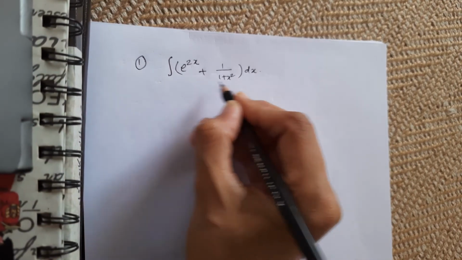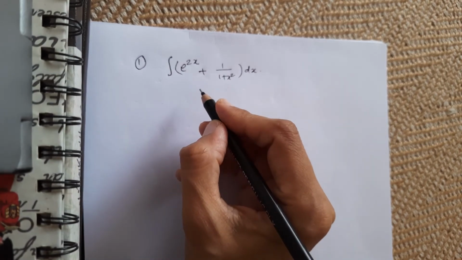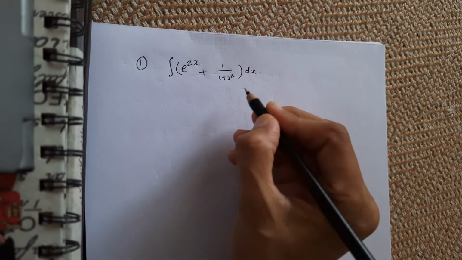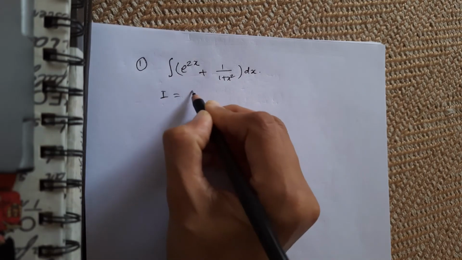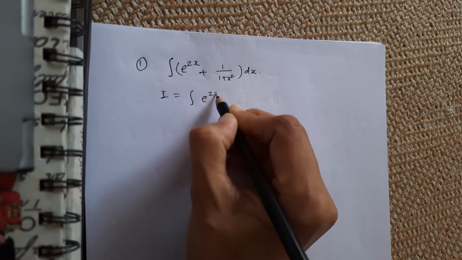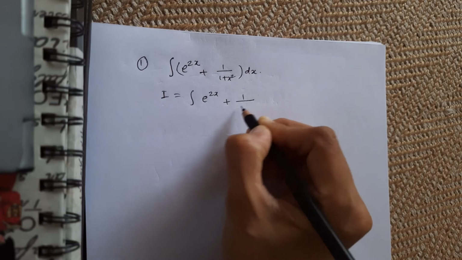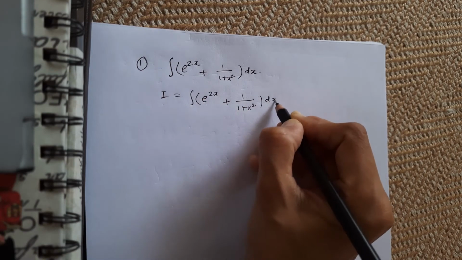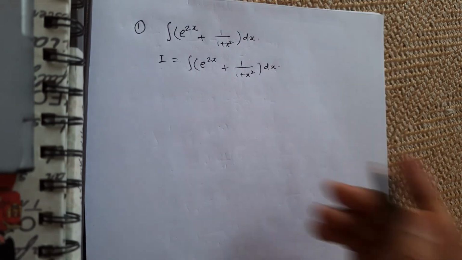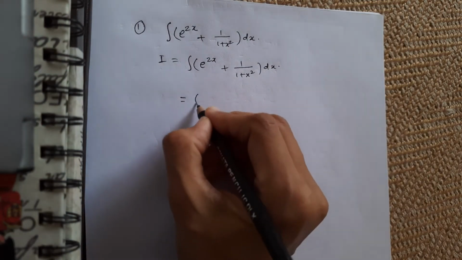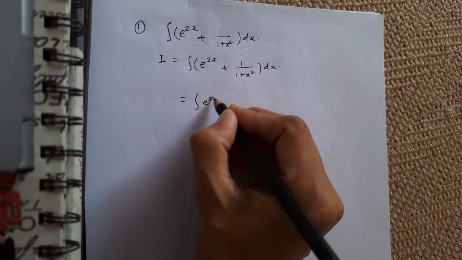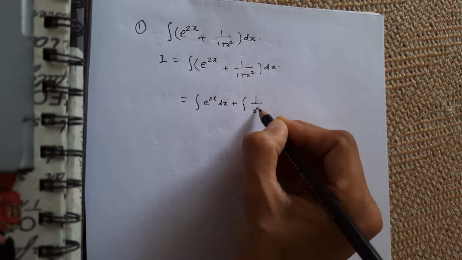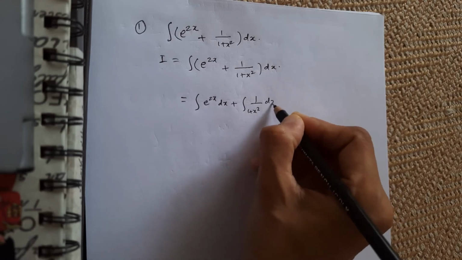Okay, so the example that I have written here is the integral of e to the power 2x plus 1 upon 1 plus x square dx. So I equals integration of (e to the power 2x plus 1 upon 1 plus x square) dx. Okay, that's the integration. So I will first separate it: integration e to the power 2x dx plus integration 1 upon 1 plus x square dx.